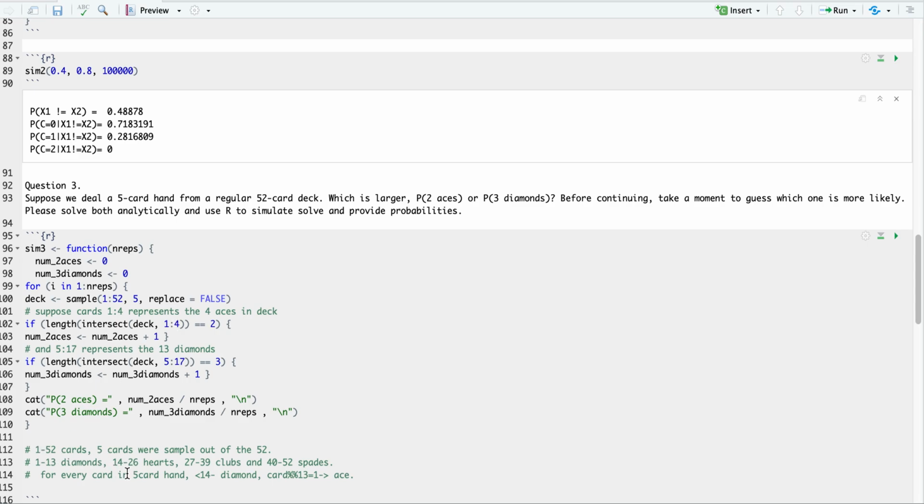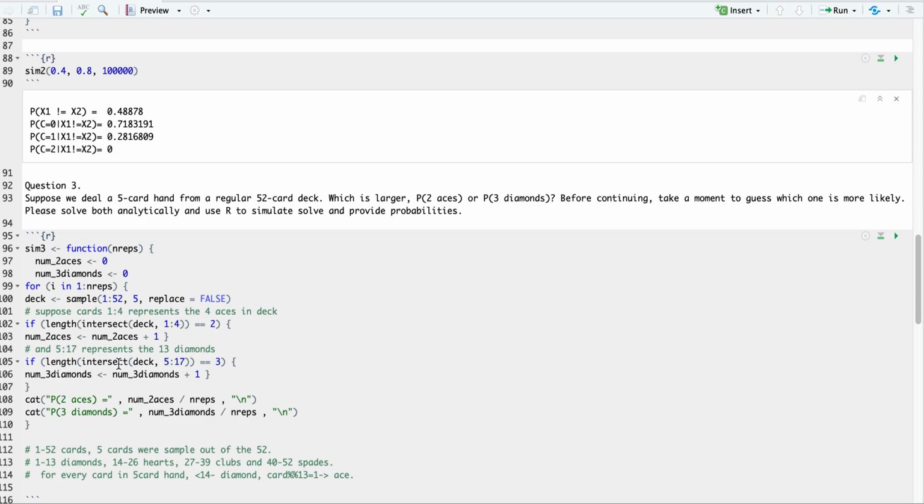This was discussed in the office hours. Another approach is where you say that the first four are aces, the next four are twos, the next four are threes, and so on. That is the intersection with the deck: if 1 to 4 count is equal to 2, then two aces have been formed. And similarly 5 to 17 represents the 13 diamonds. Pretty much that's it.